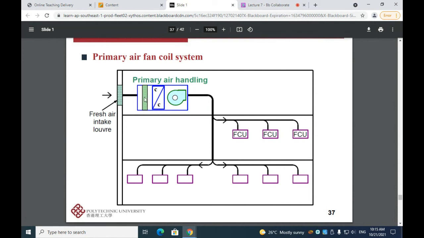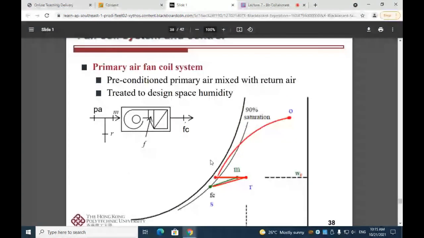It will go through the filter, coil, and the fan. And then after the primary air handling unit, the air will be supplied to each of the individual fan coil unit outlet. Okay, so at this individual fan coil unit outlet, the preconditioned primary air will first of all mix with the return air.